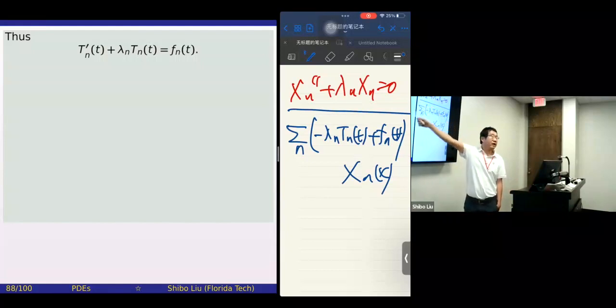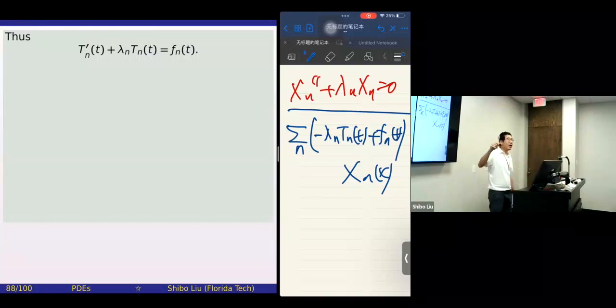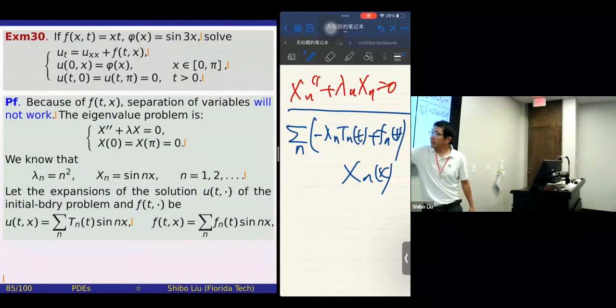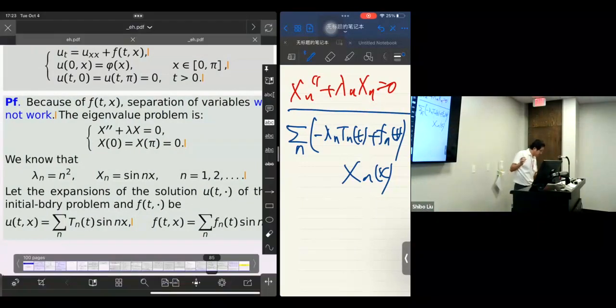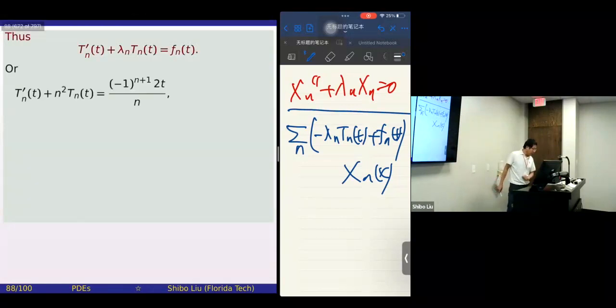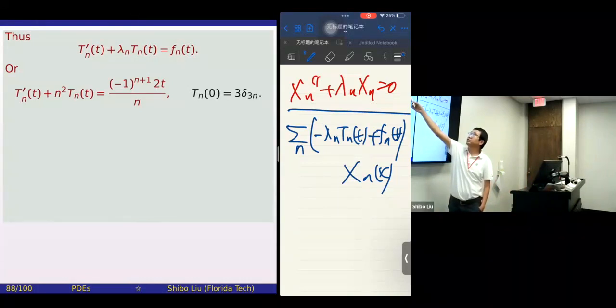A non-homogeneous linear ODE. The non-homogeneous term f_n(t) is the coefficient of the expansion of f(t,x) as a function of x. Our f(t,x) equals the sum of f_n(t) X_n(x). That is the f_n(t). So if your u can be expanded in this way, then this T_n(t) has to satisfy this ODE. So T_n(t) can be obtained by solving this ODE. But to solve this ODE, you still need an initial condition for this T_n. We already know that T_n(0) is 3 when n is 3, and when n is not 3, T_n(0) is 0, by the expansion of the initial condition.